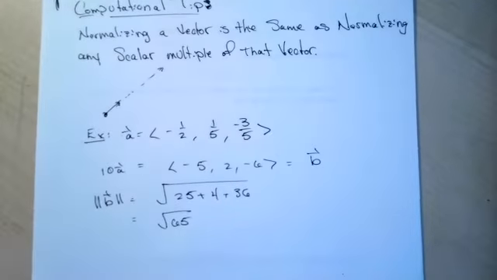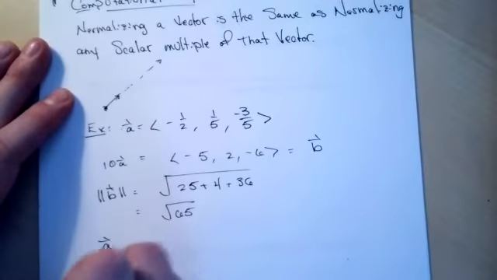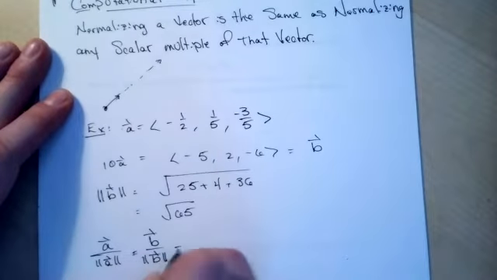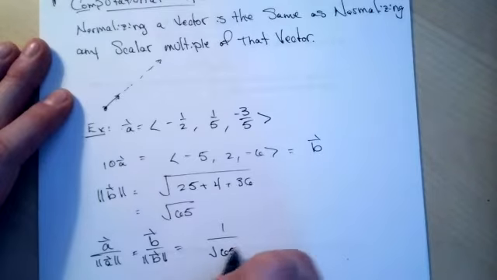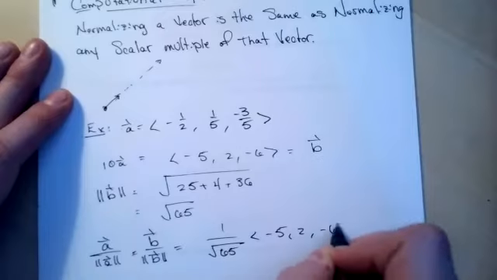So root 65. A bit quicker to get to, and that way, if we wanted the unit vector, that's A over the norm of A, it's going to be the same as B over the norm of B, since both of those are pointing in the same direction. So it's just going to be 1 over root 65 times -5, -6.